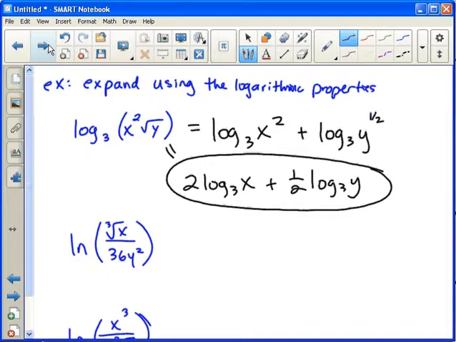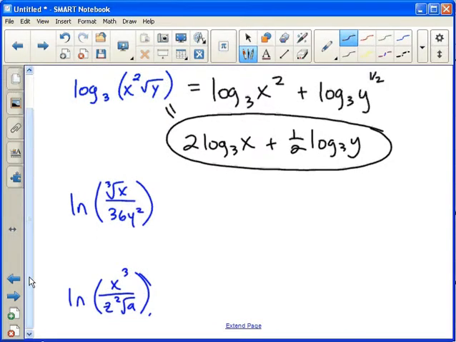And I would suggest, again, that you do these in 2 steps so that you don't get yourself confused or do things you're not allowed to do. So the first step I would do on this next one is take care of the multiplication and the division. So I could do log of x to the 1/3, just changing the cube root to 1/3, minus log of 36 minus log of y squared.